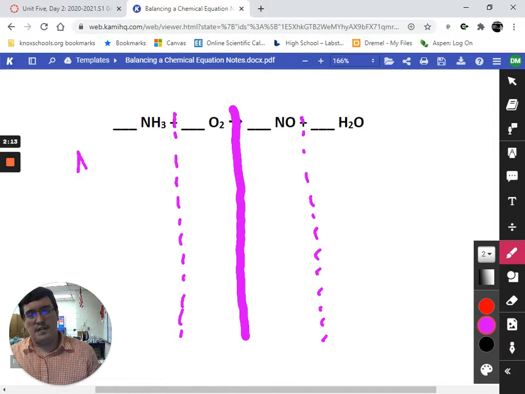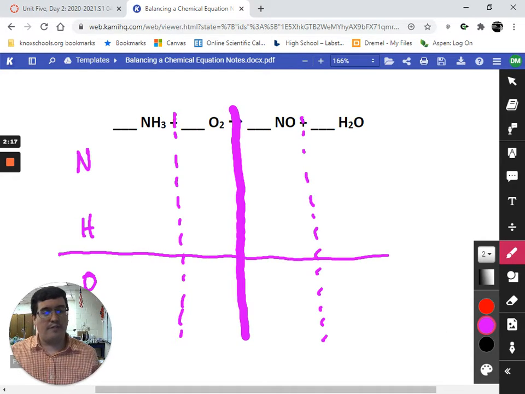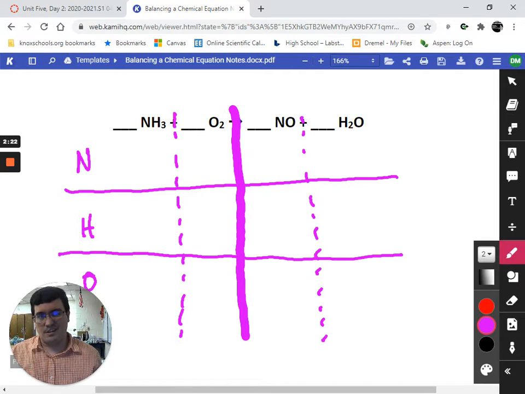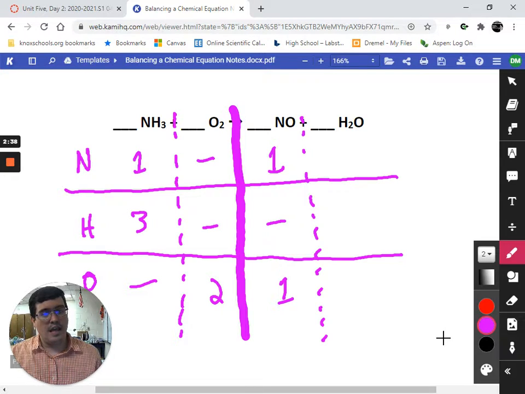There are 3 elements here. There's nitrogen, there's hydrogen, and there's oxygen. So we only have 3 elements, but believe it or not, this one's going to be really tough. It's because of that oxygen. You'll see it's going to be a tricky one. So nitrogen, there's 1 here. There's 3 hydrogens here. There ain't no oxygens there. Over here, there's no nitrogens, there's no hydrogens, but there are 2 oxygens right there. Over here, there's 1 nitrogen. There's no hydrogens. There's 1 oxygen. Here, there's no nitrogens. There's 2 hydrogens, and there's 1 oxygen.